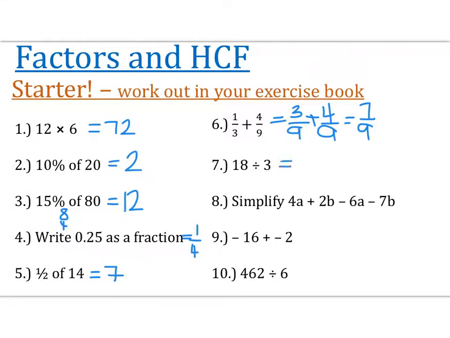18 divided by 3 is 6. Simplify, we've got 4a, take away 6a, which is minus 2a. And then we have 2b minus 7b, which is minus 5b. Negative 16 plus negative 2. Negative 16 minus 2, that is actually minus 18. And 462 divided by 6.